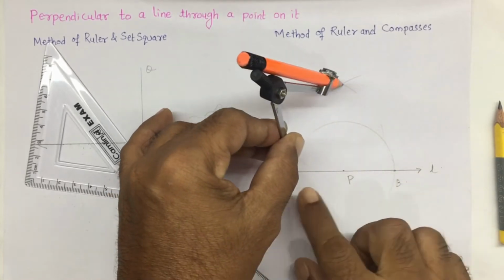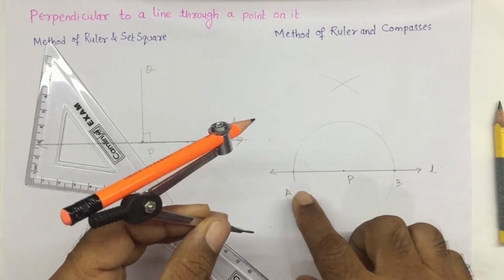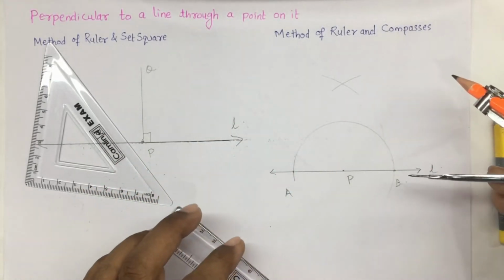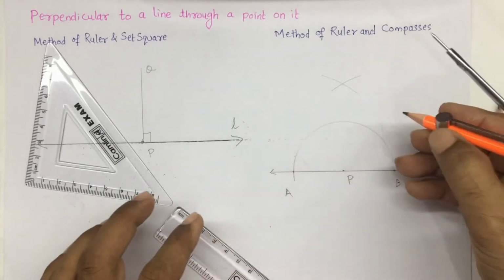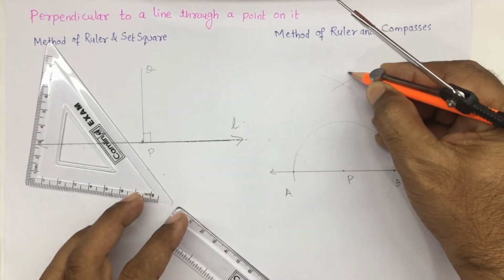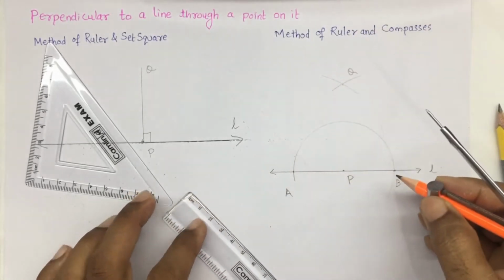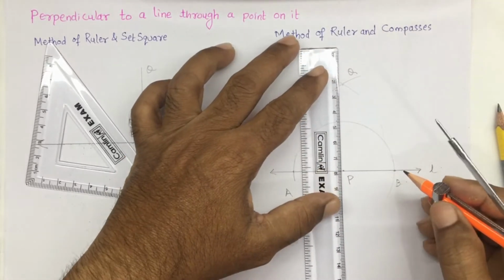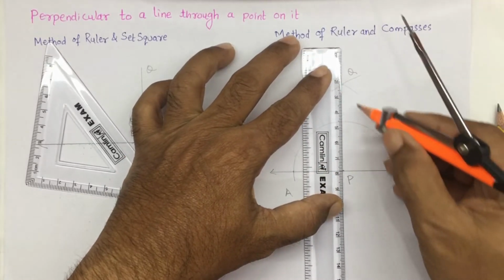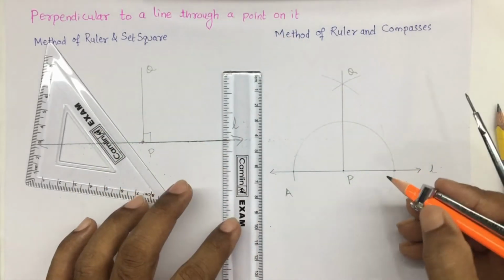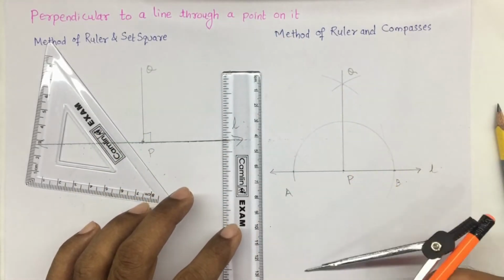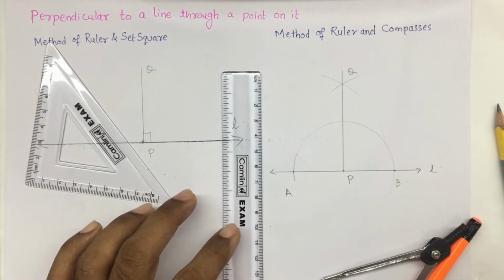Here we are drawing the two arcs with more than AP length, from point A and point B separately, and they will intersect at some point. Say this point of intersection is Q. Now join P and Q, and this PQ is perpendicular to the line L or AB.